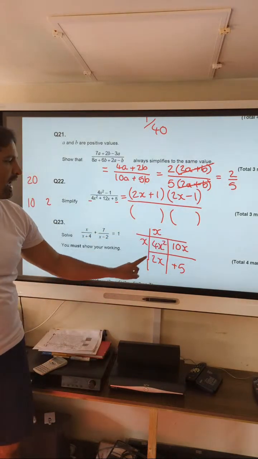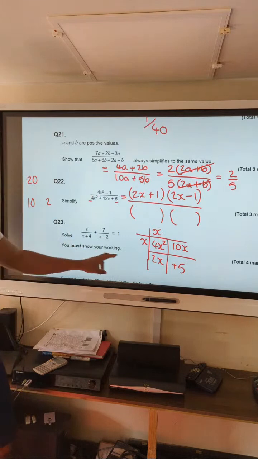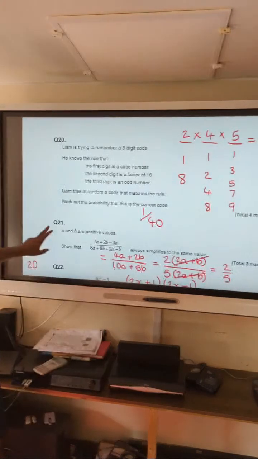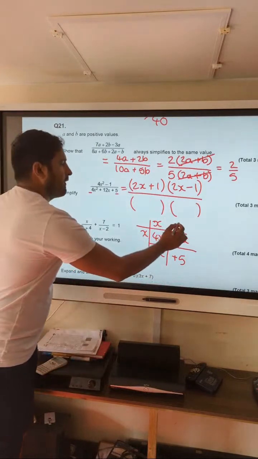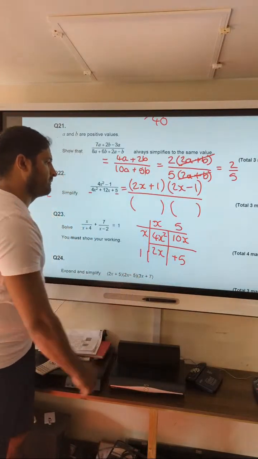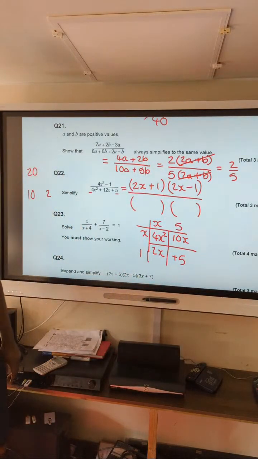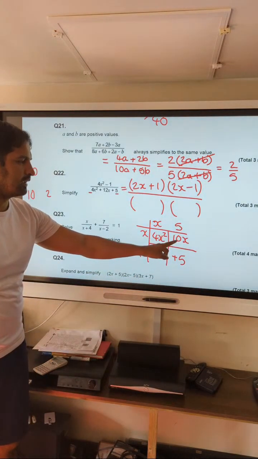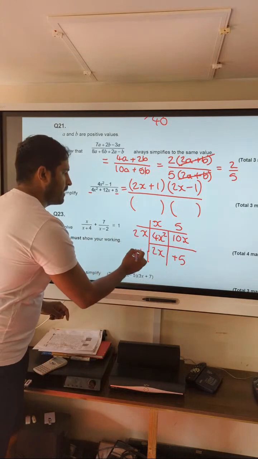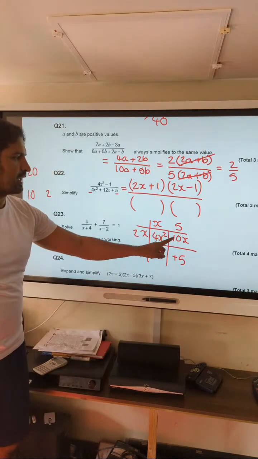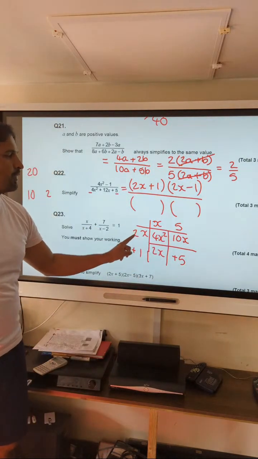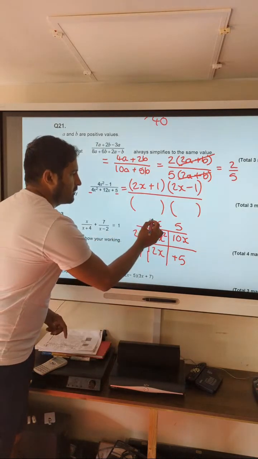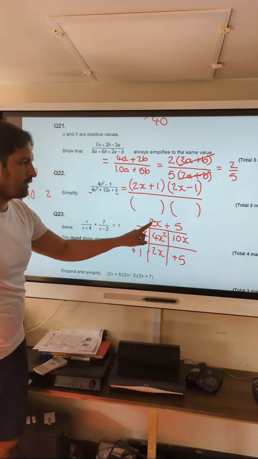How am I going to get 5 from these 2 numbers when you multiply them? So there's only one way you can get 5, and that is when you have 5 and 1. Or you can have 5 here and 1 there. But I need 10x as well. So I can do 2x plus 1. That gives you 5x times, so 2x times 5 is 10x. And if I have 4x squared here, I know I need to have 2x there as well. So I'm doing 2x plus 5.